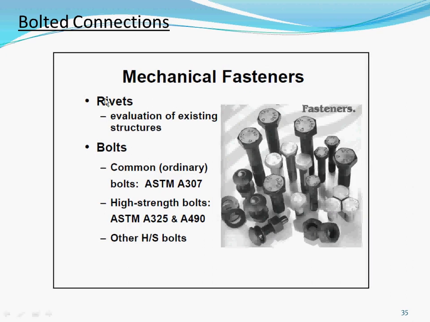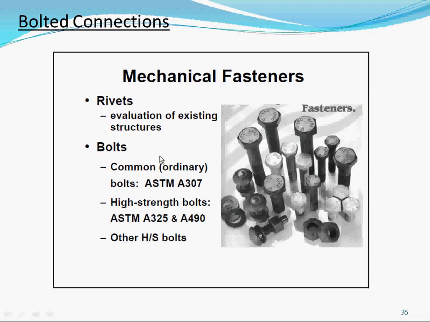For fasteners, rivets were used in existing structures before. Now bolts are very common. A307 is considered a common bolt. The ordinary high strength bolts are the A325 and A490, and that's what the AISC or RCSC book covers. It's just the high strength bolts.